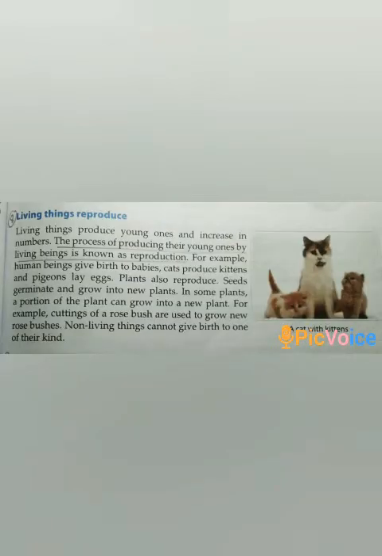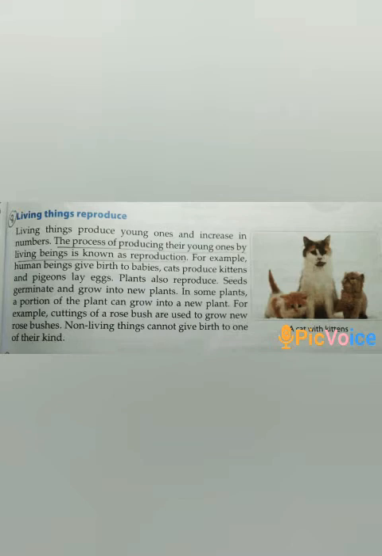Then 8th characteristic is living things reproduce. Living things produce young ones and increase in numbers. The process of producing their young ones by living beings is known as reproduction. For example, human beings give birth to babies, cats produce kittens, and pigeons lay eggs.